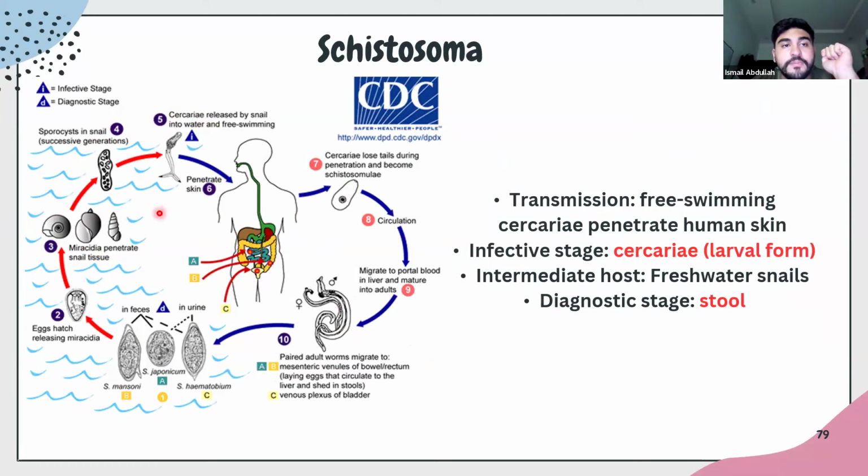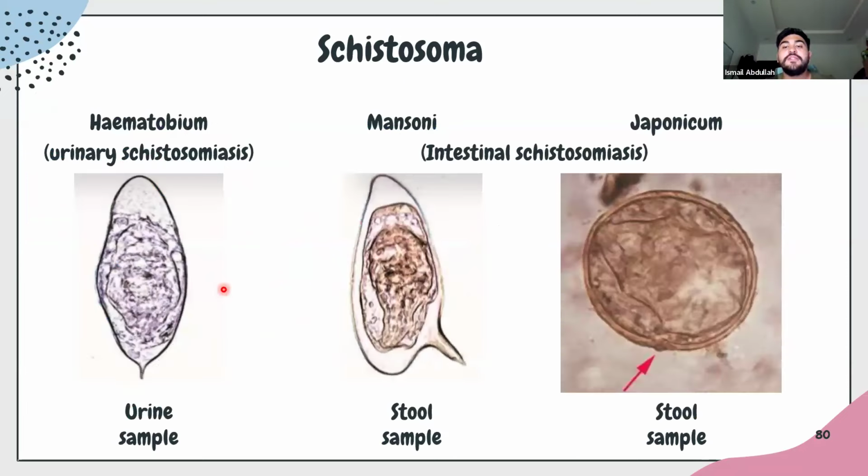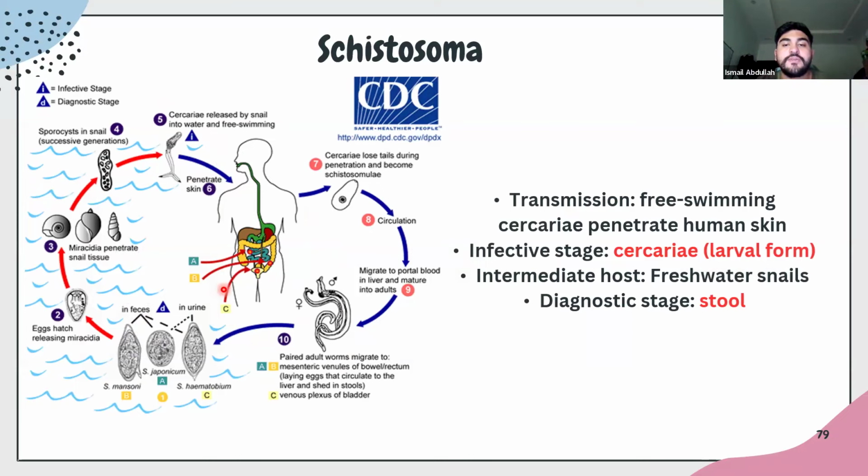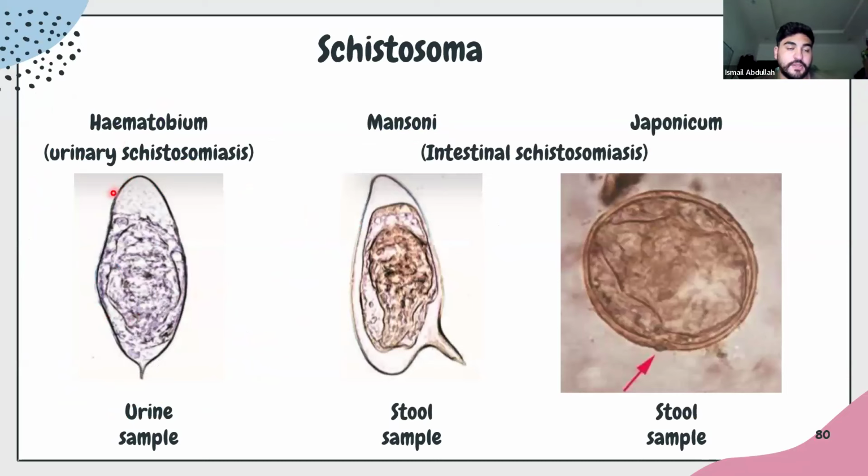Then they're going to form this cercaria, and it's going to penetrate the skin. There are different kinds of schistosoma, depending on where they cause the infection, so we're going to have different kinds of eggs. Not necessarily in the stool, by the way. It depends where it's infecting. So we have Schistosoma haematobium, which affects the urinary system.